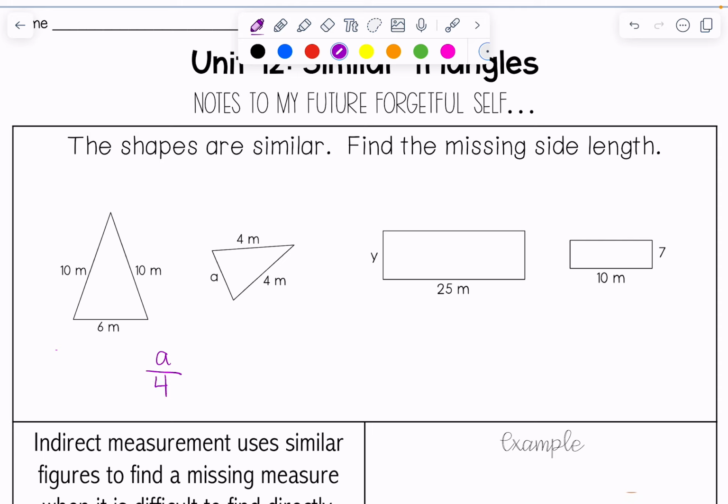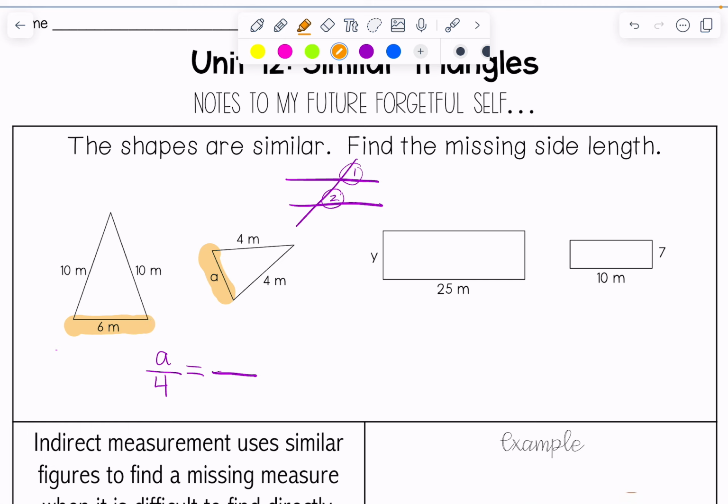So I know that one side is 4 meters. For the other side of my proportion, I just want to make sure that I match up what we call corresponding sides. If you think of corresponding angles on parallel lines and transversals, the corresponding angles are the angles that kind of match up in the same location, okay? It's the same idea here. For example, the side that corresponds with the A on this triangle is going to end up being the 6 on this triangle.